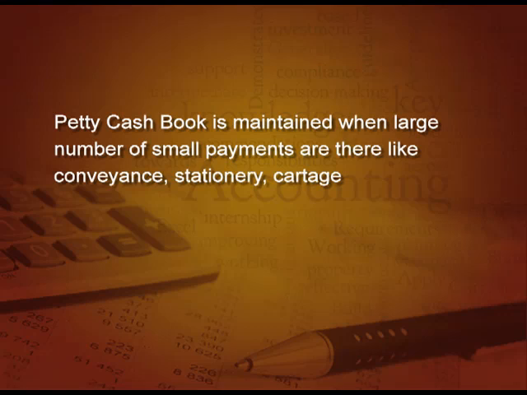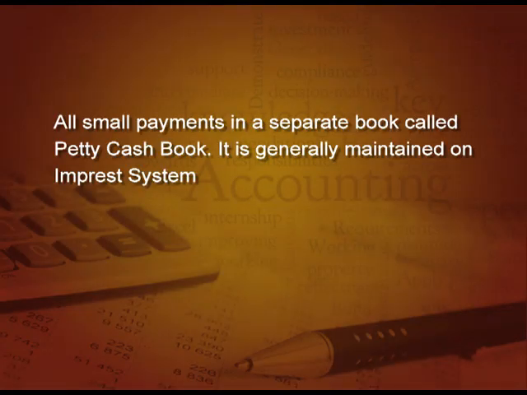Petty cash book is maintained when there are a large number of small payments like conveyance, stationery, cartage, etc. If we record all these payments in the main cash book, it will make it very bulky or cumbersome. So, to avoid this, all the small payments are recorded in a separate book called petty cash book. It is generally maintained on the imprest system.